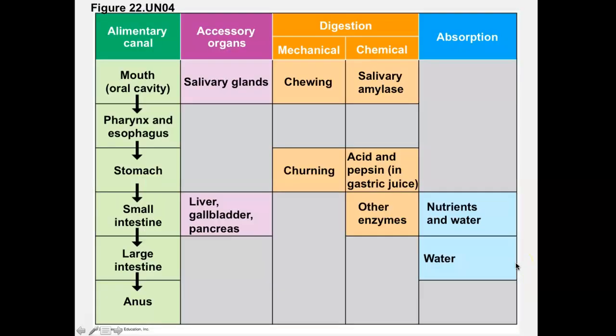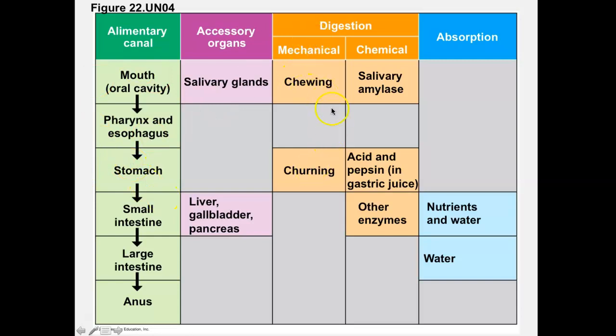This is another nice flow chart that you can look at in terms of what the canal is made of, right? So our mouth all the way to the anus is one long tube, and it just has different structures along that tube. We have accessory organs. Accessory organs are organs that are not part of that tube, but they can secrete substances into it. So our salivary glands secrete saliva into our mouth, right? And then our liver, gallbladder, and pancreas secrete into the small intestine.